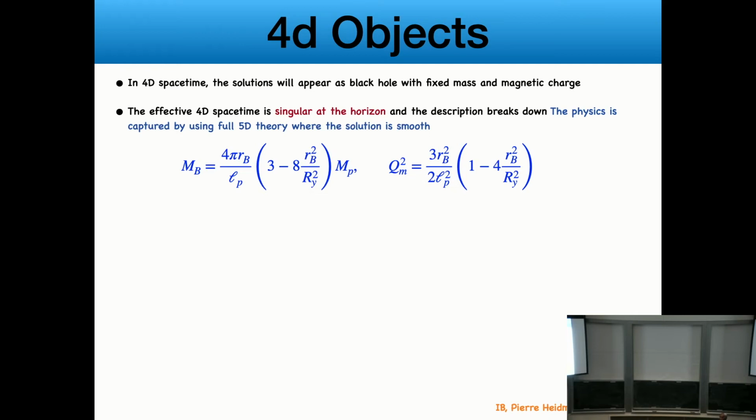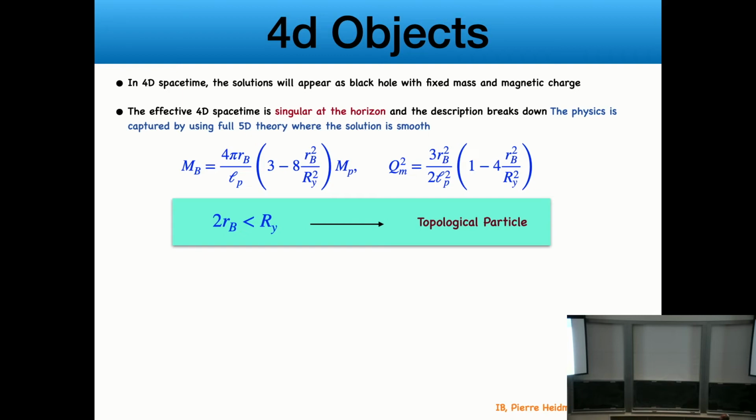So what you observe already is that the RB, which was the size of this bubble, has to be less than the size of the extra dimension that I would observe far away. But we know extra dimensions are very compact and they should be very small. So this actually looks like a topological particle rather than an actual big soliton that I would want to have and try to look for in the universe.